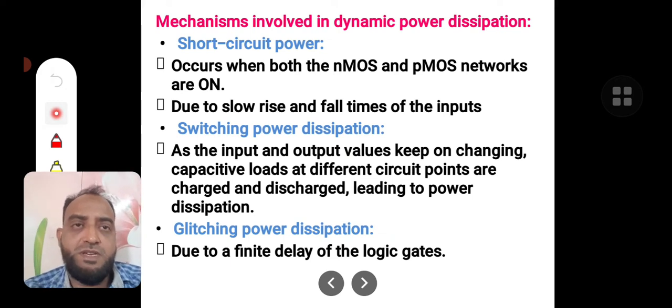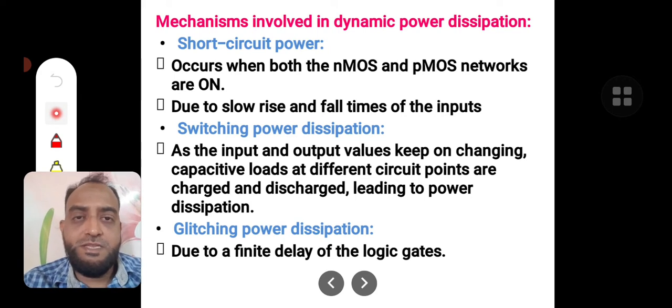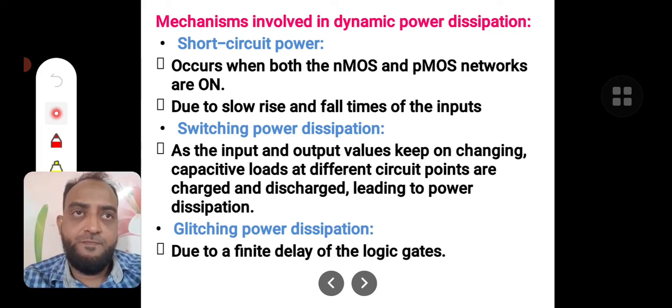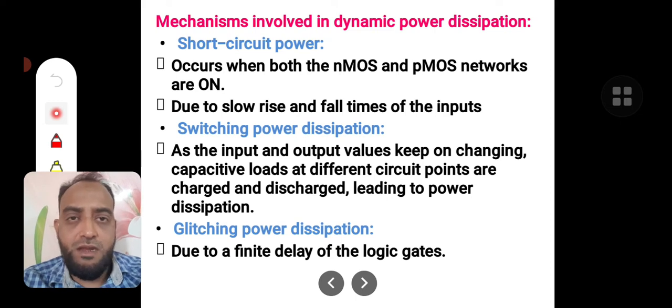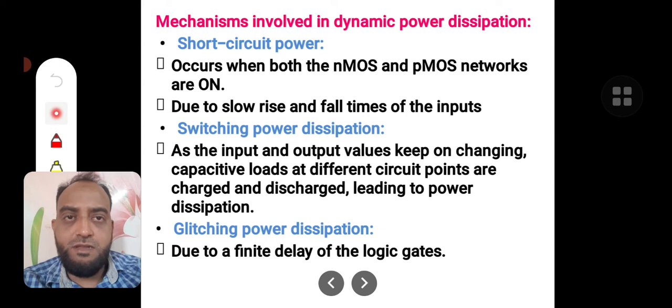Short circuit power dissipation occurs when both NMOS and PMOS networks are on. That means, consider a CMOS inverter whose pull up device drain is connected to supply and pull down device source is connected to ground. What if both the devices are on? If both the devices are on, the supply current flows from the pull up device through the pull down device also and reaches the ground. This is called short circuit power dissipation. Understood?